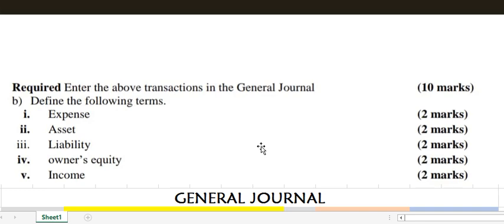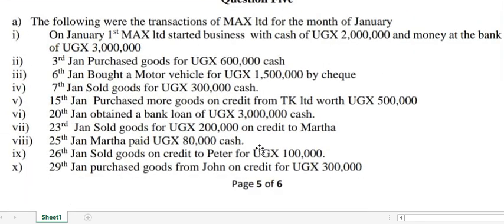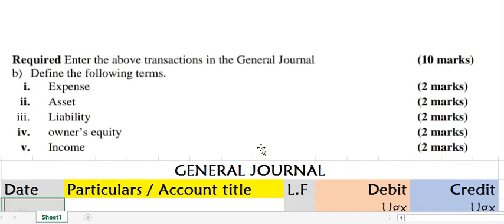So part A of the question requires us to enter the above transactions in the general journal. These are the transactions. And we are going to see how we enter these transactions in the general journal.